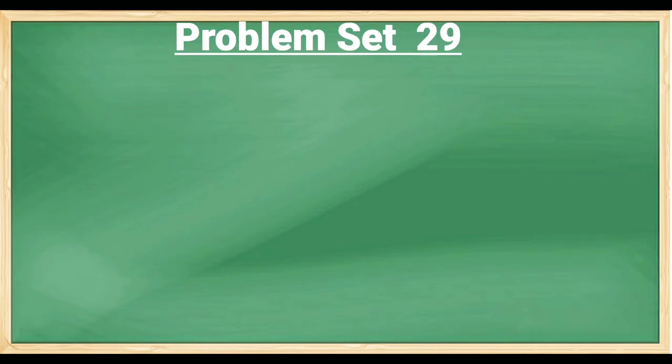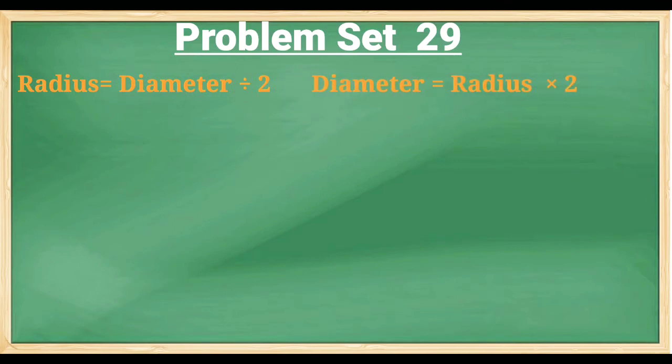Before we begin with problem set 29, here are two important points we need to remember regarding the relationship between the radius and diameter. Radius is half of diameter and diameter is double the radius, which means radius is equal to diameter divided by 2 and diameter is equal to radius multiplied by 2.